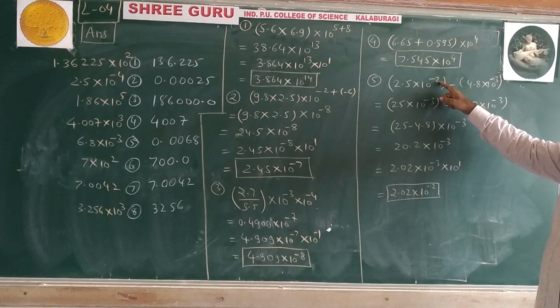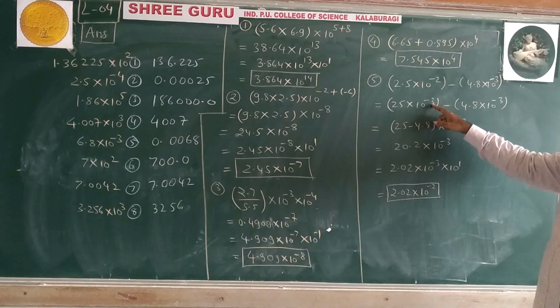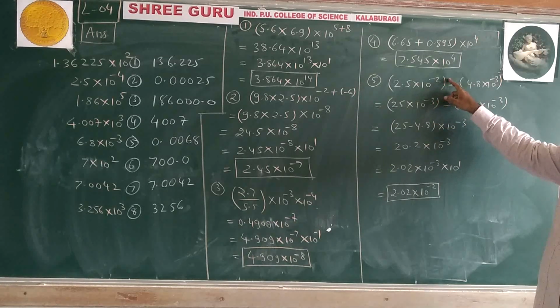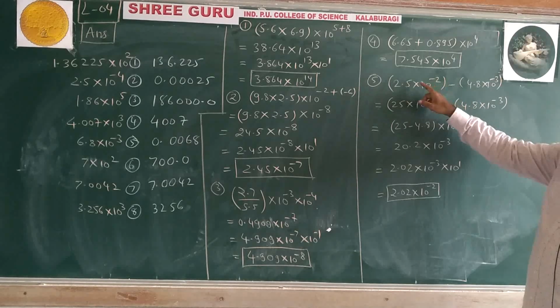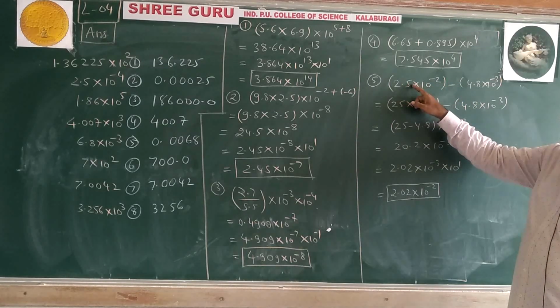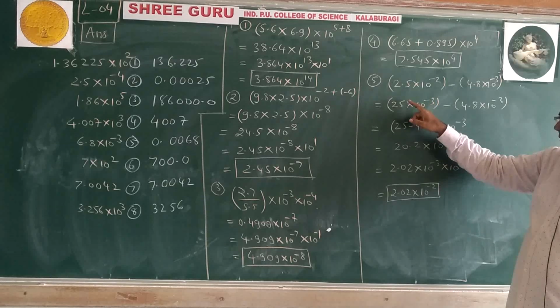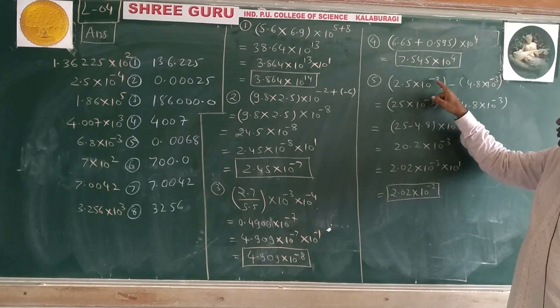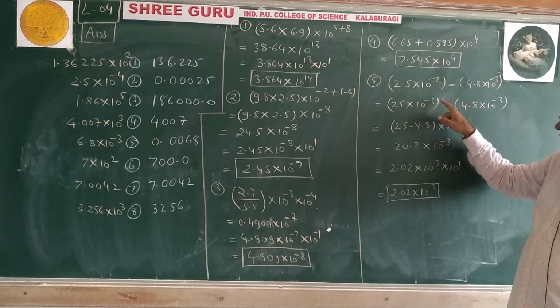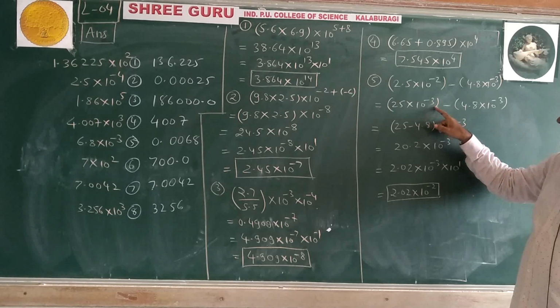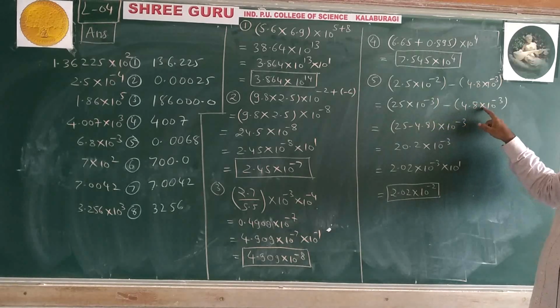So this minus 2 I have converted to minus 3. Means I have multiplied by 10 raised to minus 1. How? I have shifted this decimal point towards the right, one place. 2.5 becomes 25. 10 raised to minus 2 multiplied by 10 raised to minus 1 becomes 10 raised to minus 3. And this 4.8 into 10 raised to minus 3.